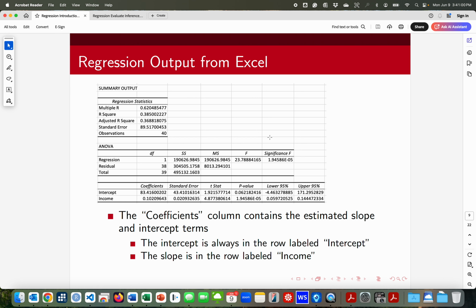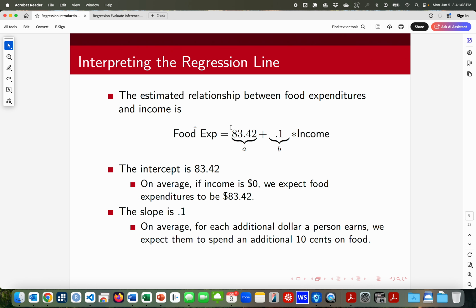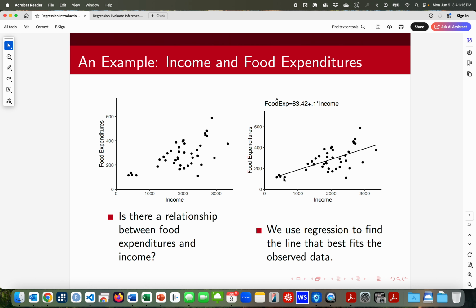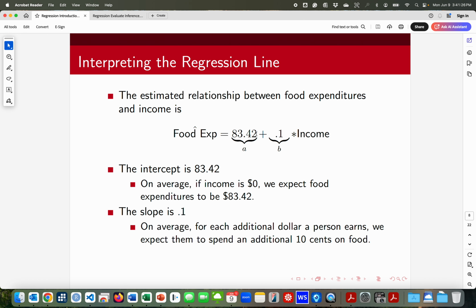So if we go back to some of the examples from the previous section, this is the example where the dependent variable was food expenditure and the independent variable was income. And we estimated this relationship between income and food expenditure where the intercept was $83.42 and the slope coefficient was 0.1, or 10 cents. And we interpret this intercept as the expected food expenditure when income is zero. So if someone has $0 a month in income, we expect them to spend $83.42 on food.